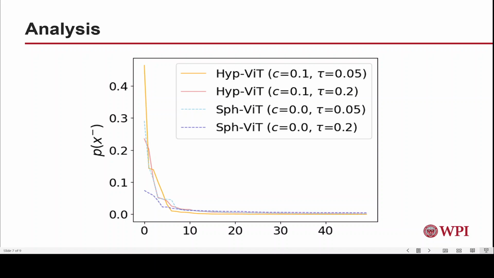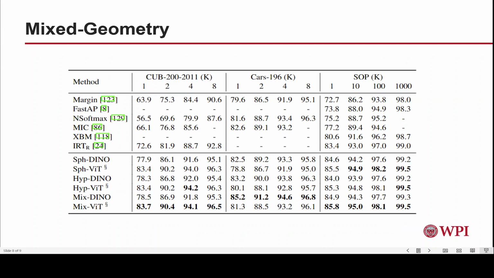We show that for the different negatives in the same batch, when we sort them according to the distance between the negative itself and the anchor point, different geometries assign different p_x minus scores to these negatives. That determines whether these instance representations should be considered as hard negatives during the learning. For the detailed analysis, please refer to our paper.